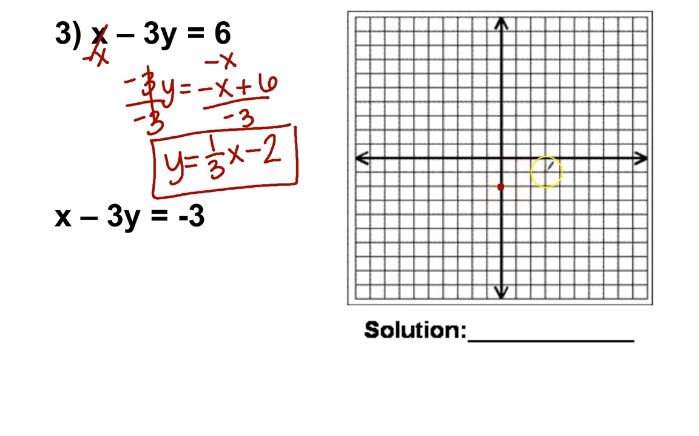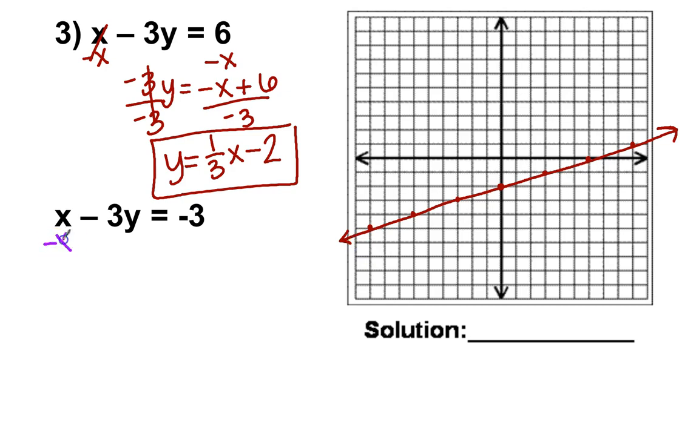Perfect. So my y-intercept is negative 2, and my slope is 1/3. Up 1 over 3. Up 1 over 3. Down 1 over 3. Can I count? That's the question. And I draw my line. Perfect. Great job. Now we'll do the next one.